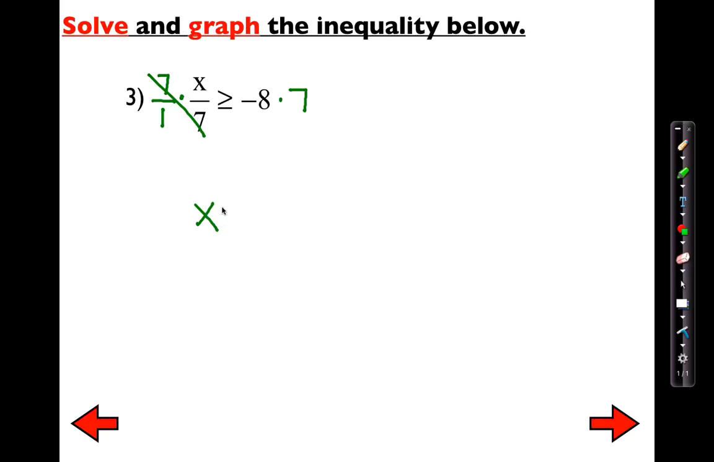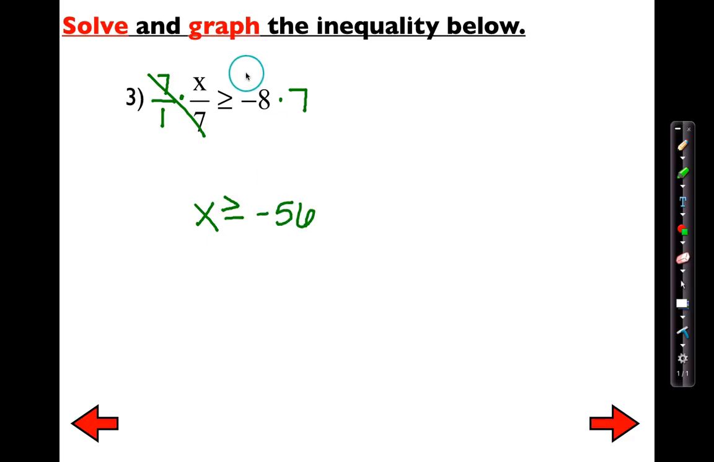Now I have to think, did I multiply or divide both sides by a negative number? The answer is no. I multiplied a 7 to both sides. It wasn't negative. So the sign's going to stay the same. So it's going to be x greater than or equal to -56.